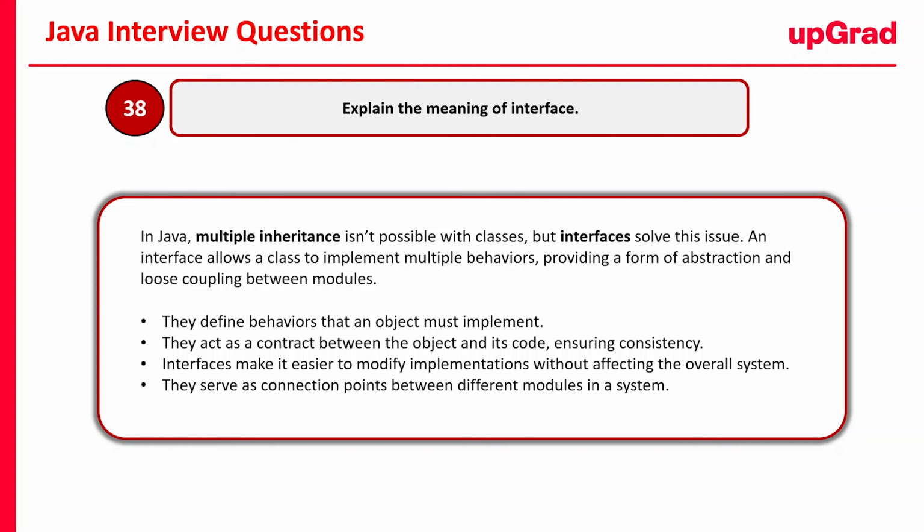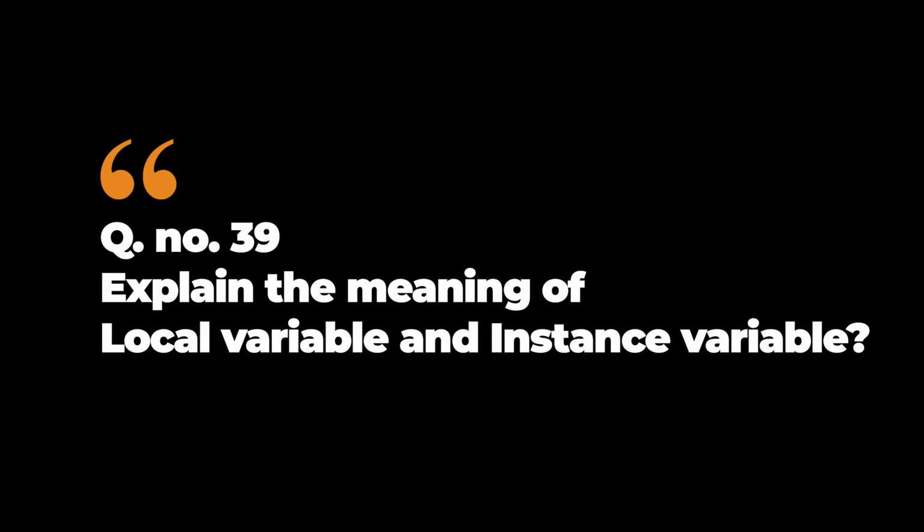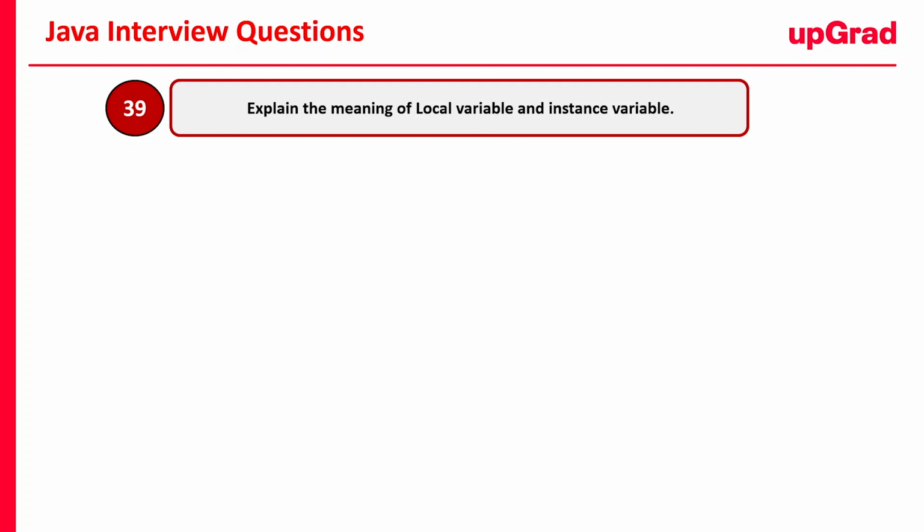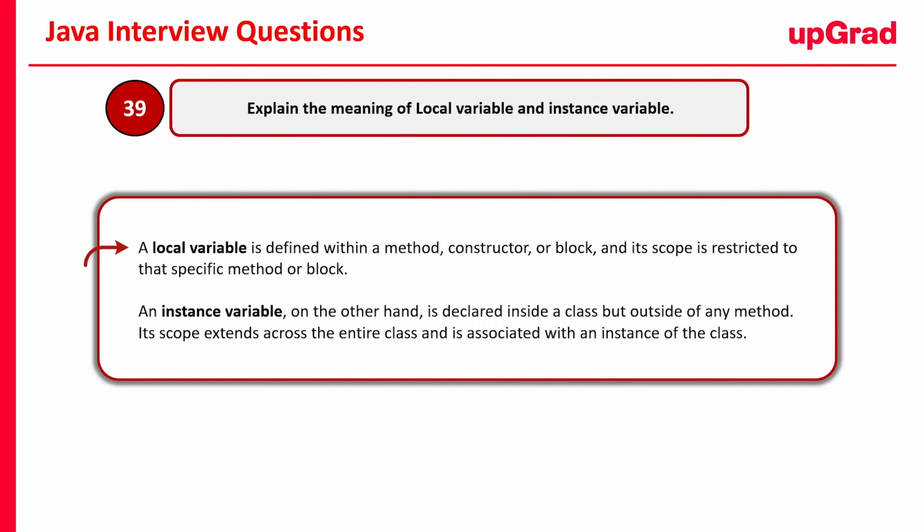Now let's move on to question number 39, which is: explain the meaning of local variable and instance variable. So if the interviewer asks you about local and instance variables, they will likely want to test your understanding of variable scope and the lifecycle in Java. So a local variable is defined within a method, constructor or block, and its scope is restricted to that specific method or block. Once the method finishes executing, the local variable is no longer accessible. These variables are not part of the object state and cannot be used outside the defined block.